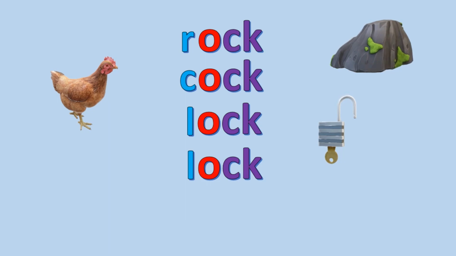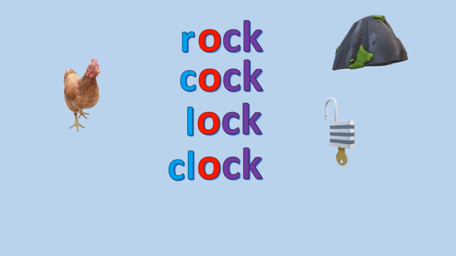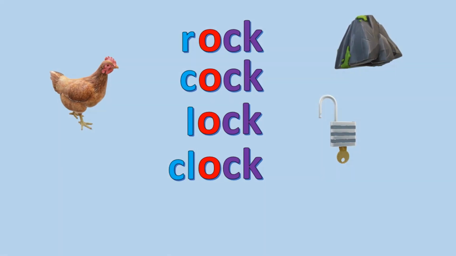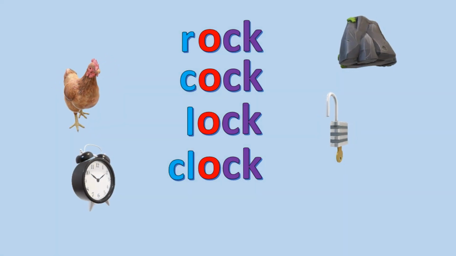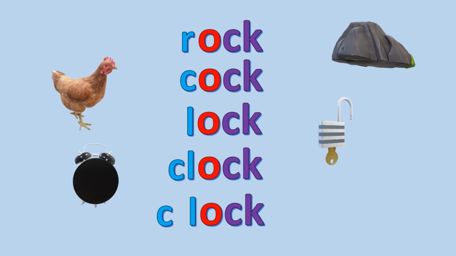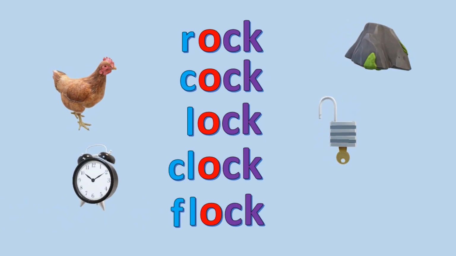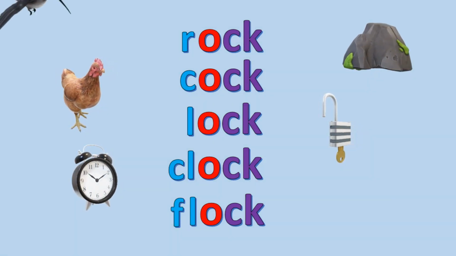Put a C at the front, and the sounds now are k, l, ah, k. What word do they make? They make clock. And finally, switch the C for an F. Sounds now are f, l, ah, k. And the word now is flock.